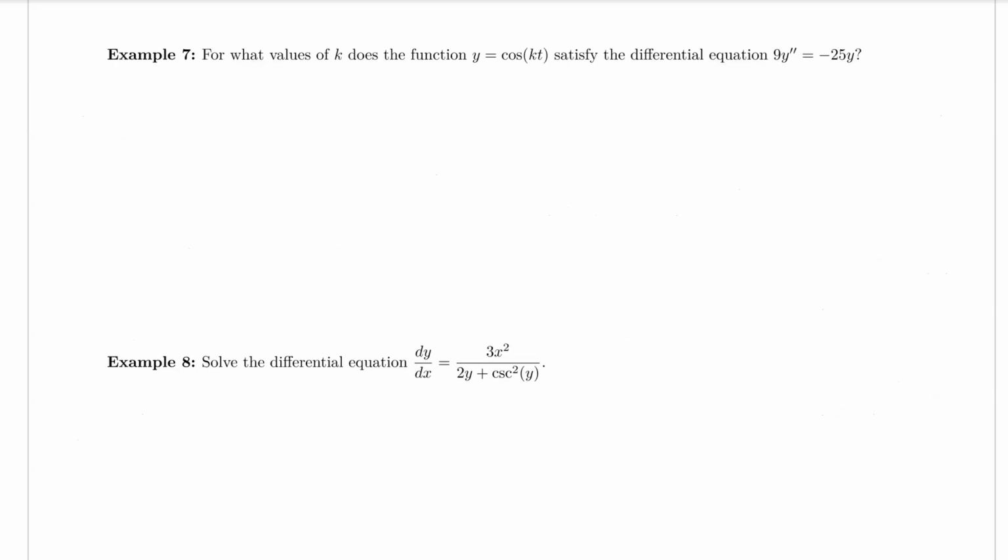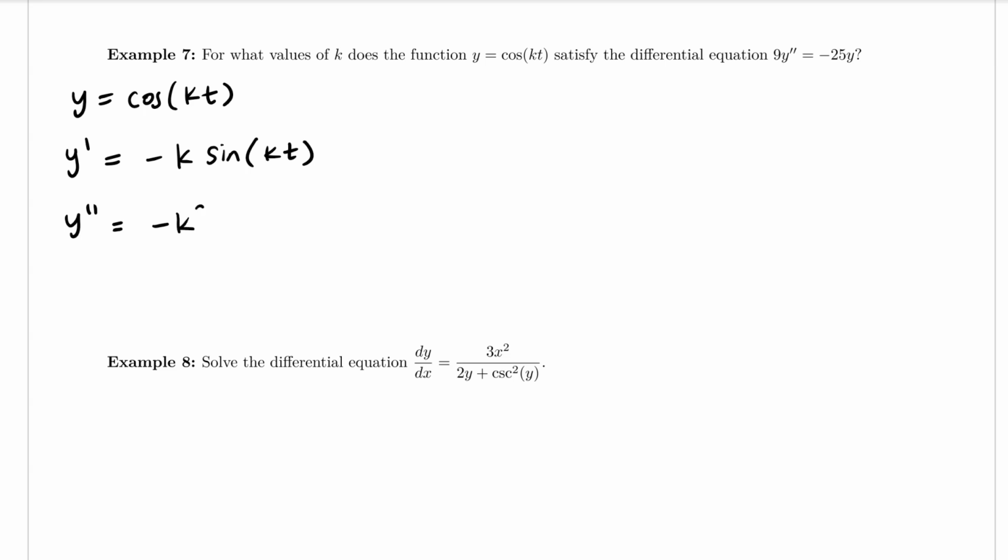Example 7 says, for what values of k does the function y equals cosine of kt satisfy the differential equation 9y'' equals negative 25y? So we have y equals cosine of kt. I'm going to solve for y', which, using the chain rule, is negative k times sine of kt. And then the second derivative gives us negative k squared cosine of kt.